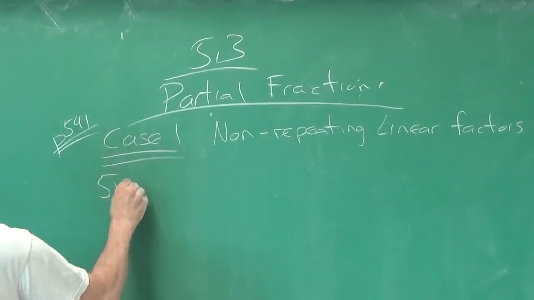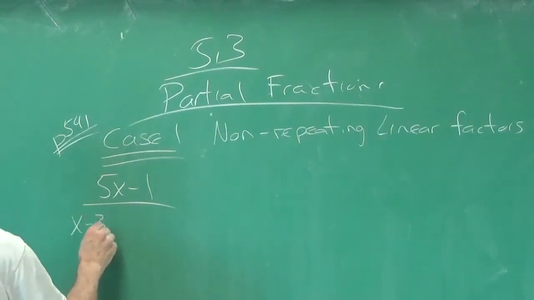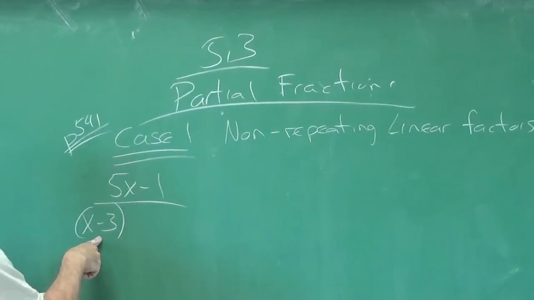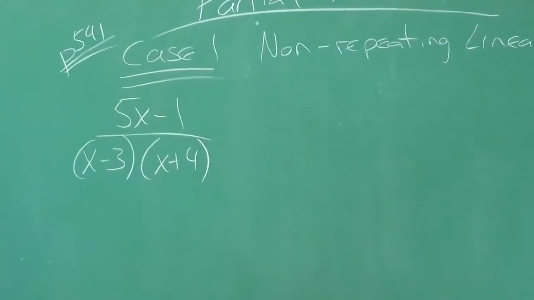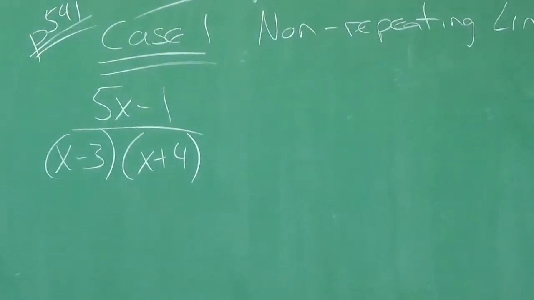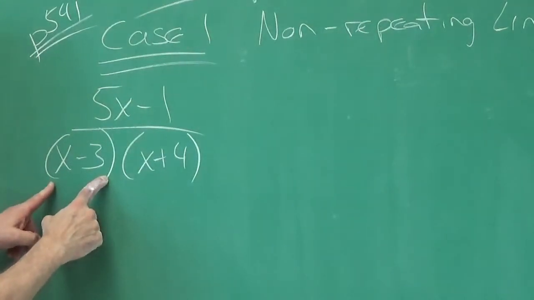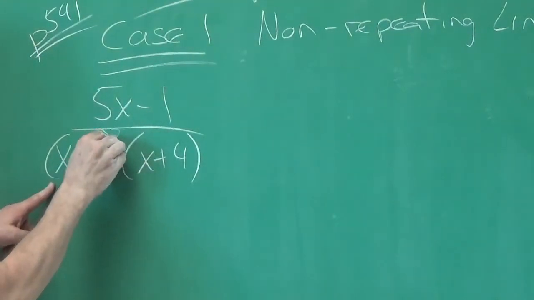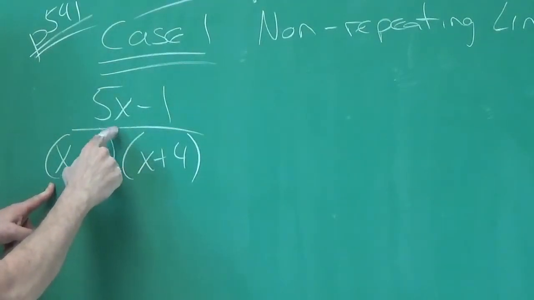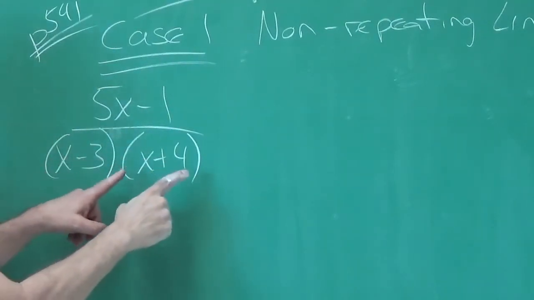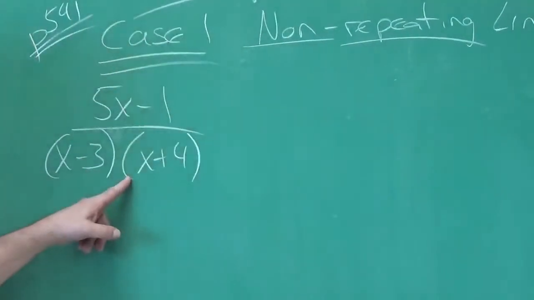Our task here is to change this given fraction, and notice in the denominator we have a linear factor of x minus 3 and another linear factor of x plus 4. This is what we mean by non-repeating linear factors. This x minus 3 factor, it only appears once. If it was squared, that would be a repeating linear factor, but it's not. It only appears once. X plus 4, we have another linear factor. It appears once. This is non-repeating linear factors.